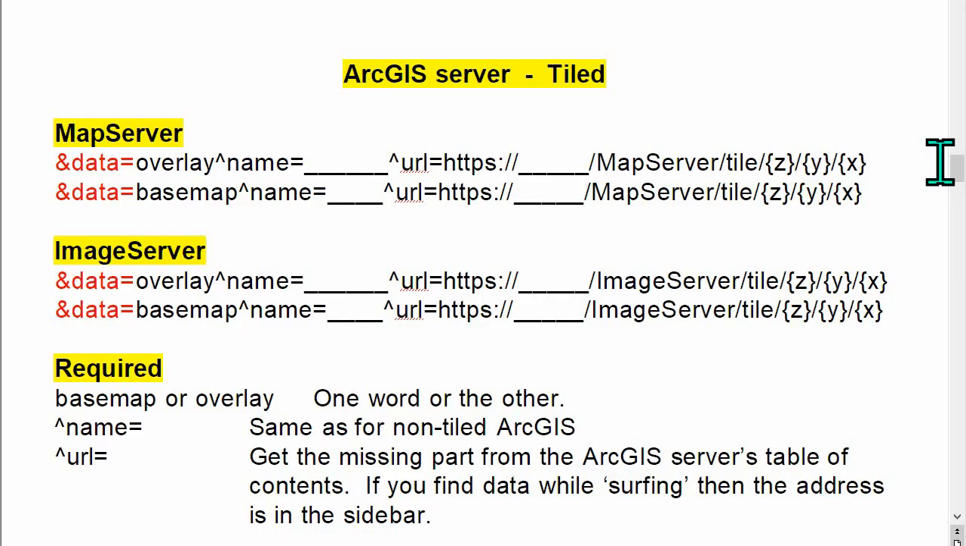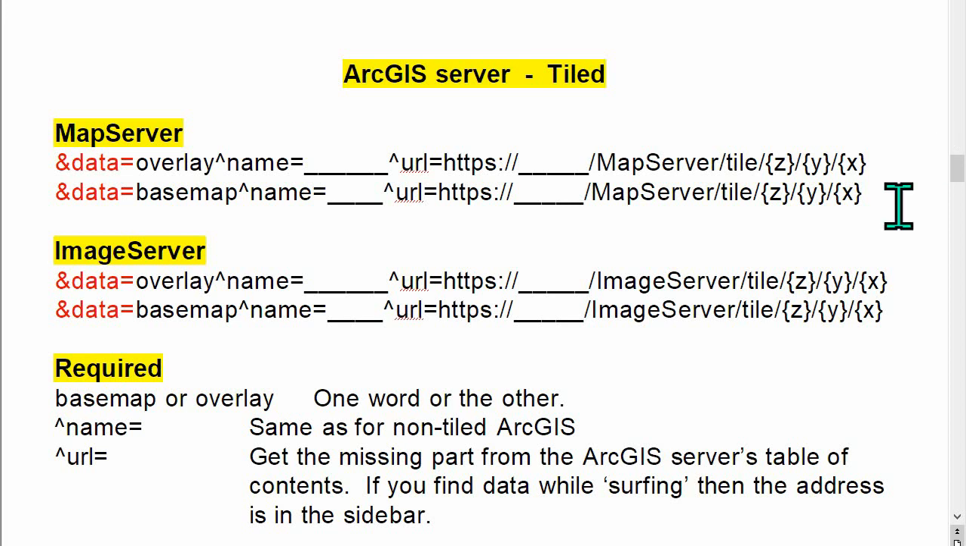The screen is now showing the syntax for displaying tiled ArcGIS data. When data has been tiled, that means it has already been rendered on the server as sets of JPEG or PNG files at various zoom levels. Tiled data displays faster and puts less load on the server, since the server does not have to make those image tiles on the fly in response to a request from your map.